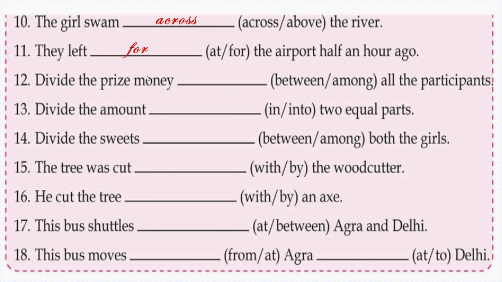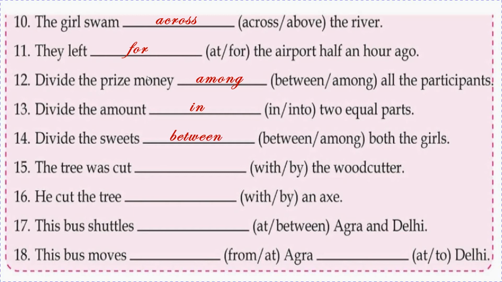They left for the airport half an hour ago. Divide the prize dash all the participants. Here we are talking about all the participants, so among. Divide the amount dash two equal parts, so in two equal parts. Divide the sweets dash both the girls. Children, here two girls, we are talking about two girls, so between.